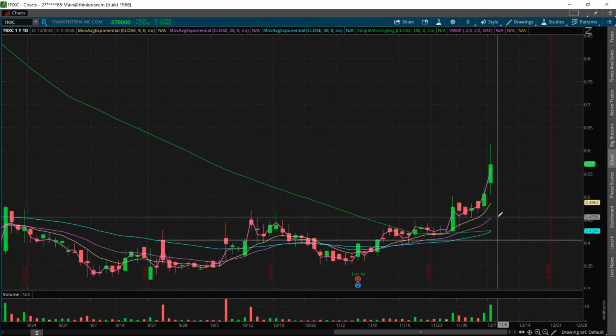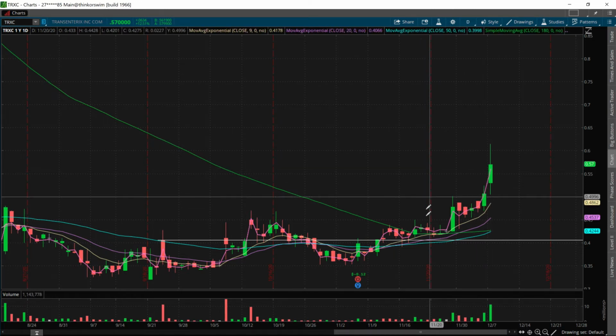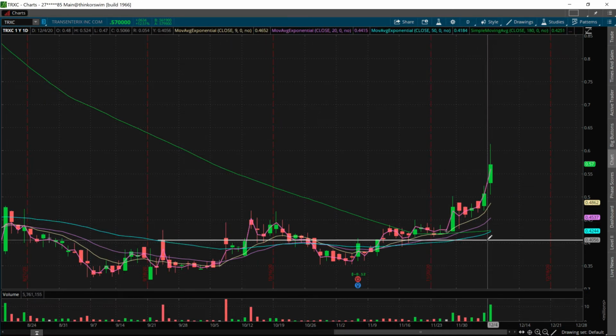If that wasn't the case, then here's how I saw this, guys. I'm going to go ahead and use different time frames to explain how I plan my entries and my exits.